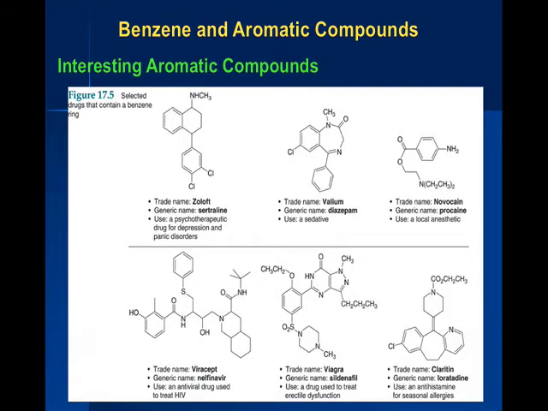Some other compounds that you may be more familiar with. This molecule has 2 aromatic rings. It's got basically an ortho-disubstituted benzene ring here and an ortho-dichlorobenzene substituent here, but this is one molecule with 2 aromatic systems in it. This is known as Zoloft or sertraline, okay?